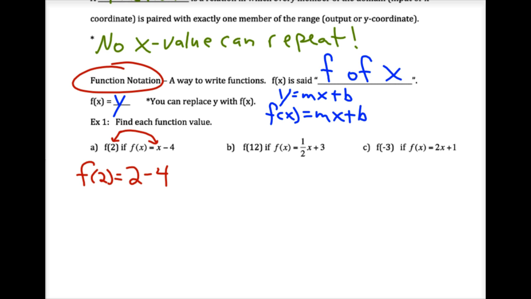So, watch this. f of 2. We do not need a calculator for this, I sure hope. Guess what f of 2 equals? Negative 2. Because 2 minus 4 is negative 2. Is that the answer? That's it.